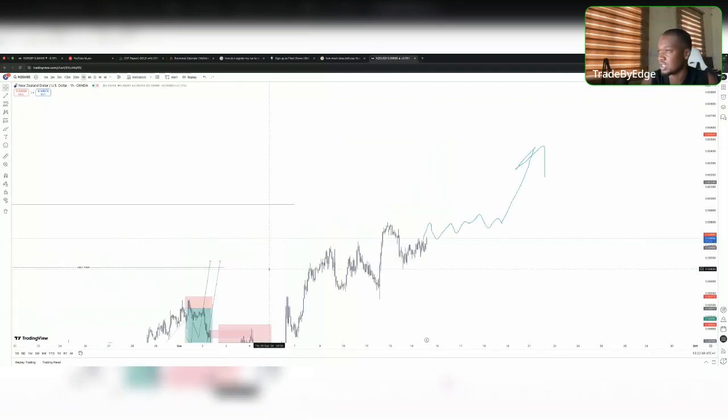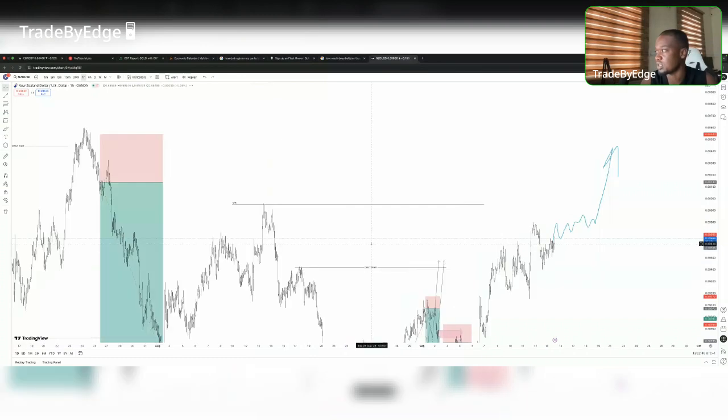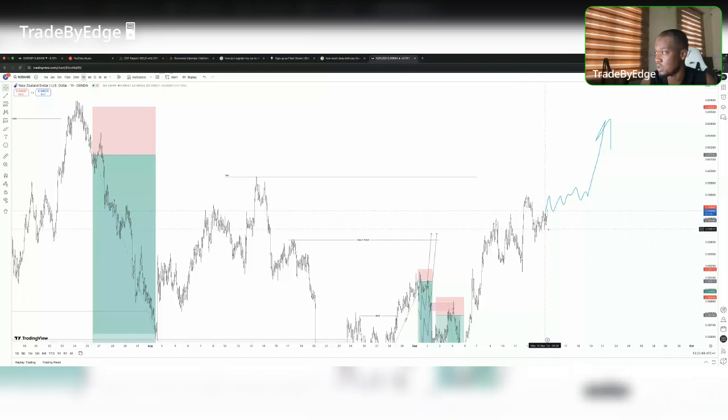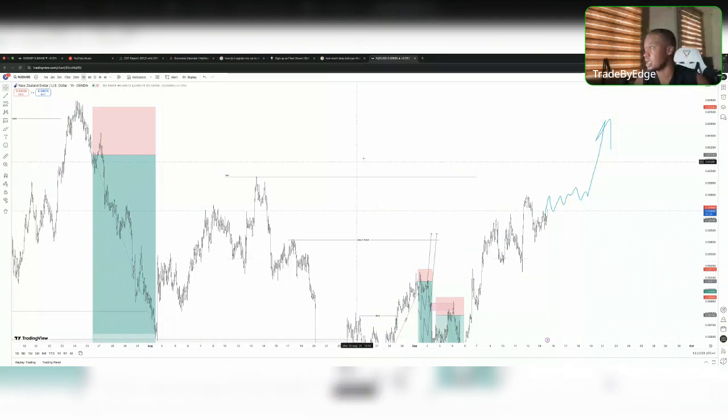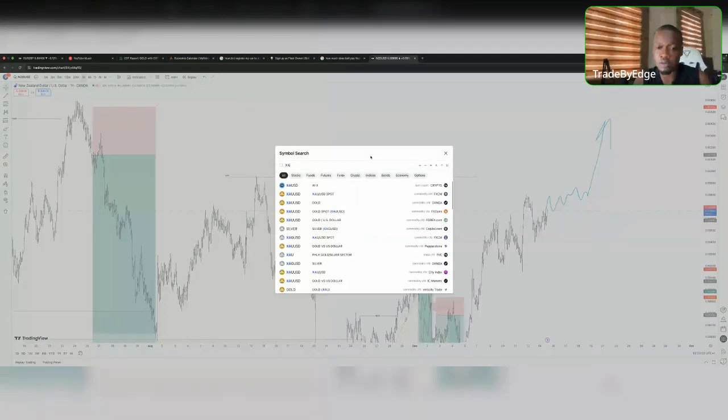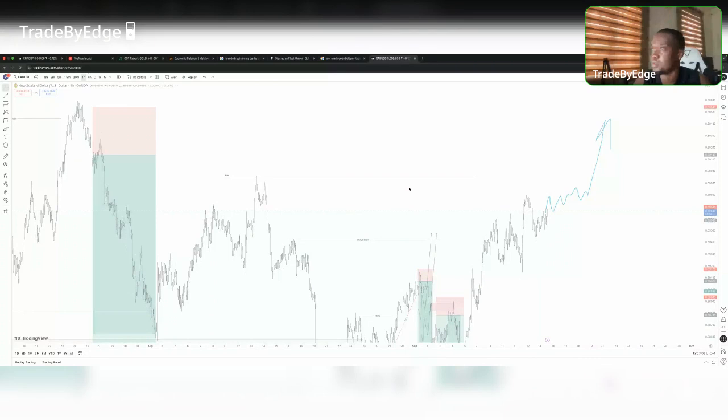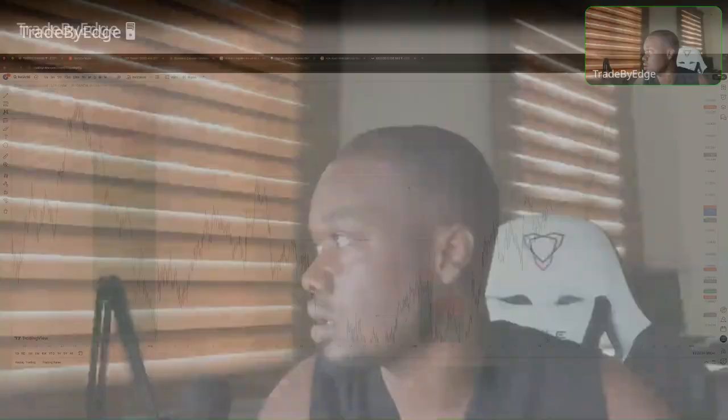So I might put this on my radar for the pairs I want to trade this week. NZDUSD and gold, I'm more interested in these. Let me see what gold is still saying right now.